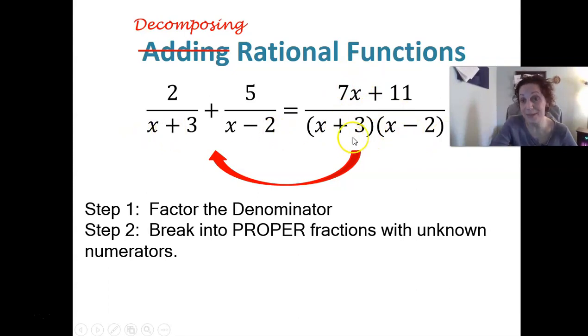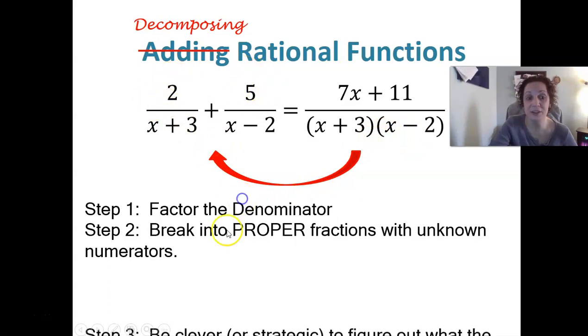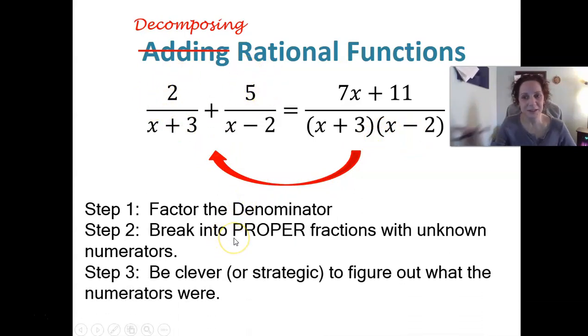their denominators, those pieces, right? So that's the decomposition part. Right? We are breaking this fraction into two fractions that we know it had to have come from. What we don't know is these numerators, right? And so step 3 is to be clever or strategic, right? Figure out what those numerators were. And we'll talk about a couple different ways to do it. Okay? Again, it's some algebra, right? But we're going to figure out what these original numerators were, and it's not terribly difficult.